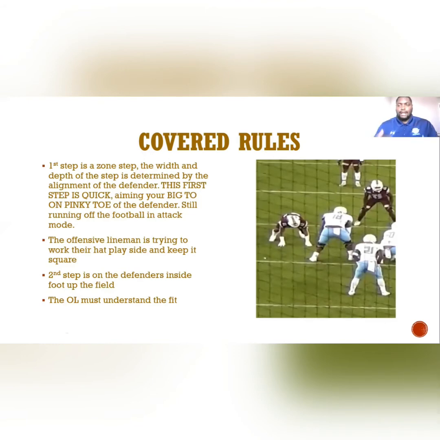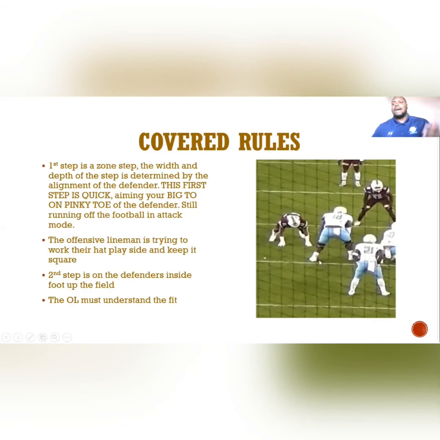In the early 2000s, we talked about duck walking and playing with a great base. That's still very important, but we want to explode, run off the football and attack the defender. The offensive lineman is trying to work their hat play side and stay square. A big thing to be successful with inside zone is playing with square shoulders and fighting to get my hat play side. If I'm running zone to the left, I want to fight to rip through and get my hat play side on the defender. My second step, I'm trying to attack the inside foot of the defender. So my first step, big toe on pinky toe. My second step, the inside foot of the defender.